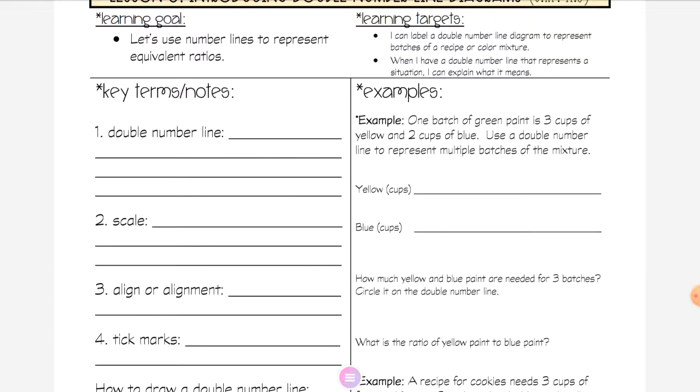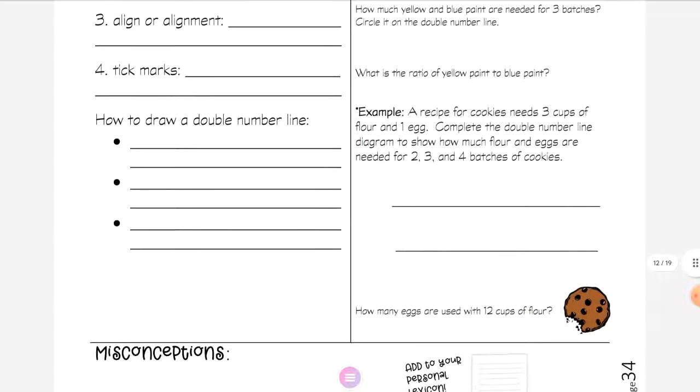Okay, let's go down to the next example. A recipe for cookies needs 3 cups of flour and 1 egg. Complete the double number line diagram to show how much flour and eggs are needed for 2, 3, and 4 batches. So this one doesn't tell me to do 5. If it tells you different, then you do what it says. But it says 2, 3, and 4. What number do we also need on there?